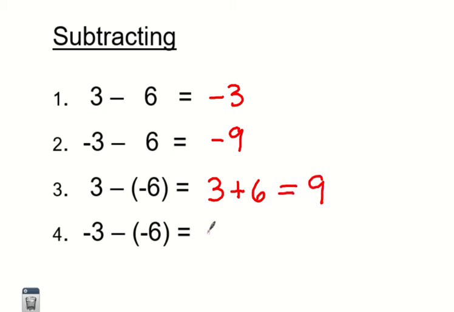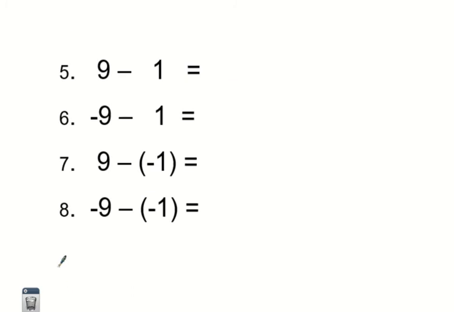Likewise, in number 4, I choose to think of this as just negative 3 plus 6. And now you can think of the number line. Negative 3, it's in the negative. We're adding 6, and we're heading to the right 6 places. That's going to get us to 3. Negative 3 plus 6 is 3.